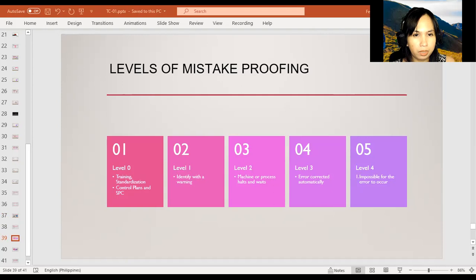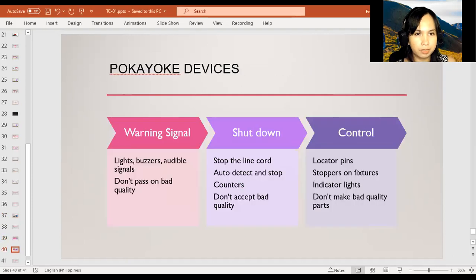And then we start talking about the types of Poka Yoke devices. First, we have the warning signal. So let's go over to the next slide. We have the warning signal Poka Yoke. Now, this may be things such as lights, as shown here, or even buzzers or other audible signals. The goal with this device is simple: don't pass on bad quality.